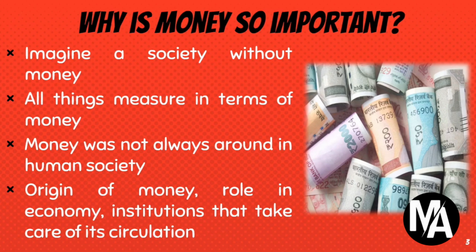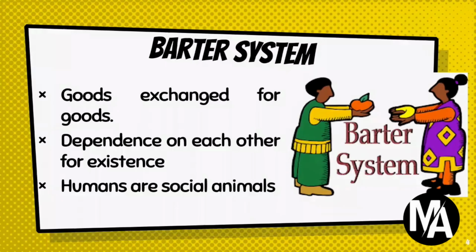But the surprising part is that money has not always been in human society. In human history, money originated much later. The origin of money, the role of money in the economy, and how institutions take care of the circulation of money, that is what we're going to study in this particular chapter. So the first thing to understand is the barter system. We are talking about a time in human history when there was no money. As I told earlier, money was not always around.